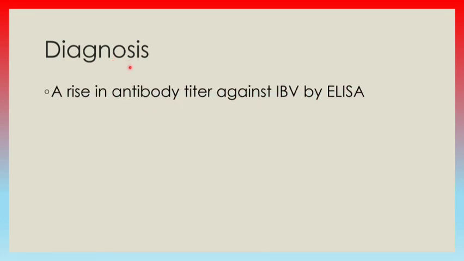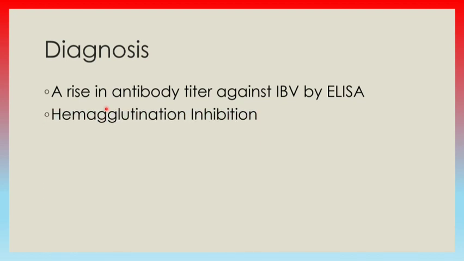Diagnosis of infectious bronchitis. Infectious bronchitis can be diagnosed by demonstration of a rise in antibody titer against infectious bronchitis virus by ELISA. Hemagglutination test and virus neutralization test can be used for the diagnosis of infectious bronchitis when there is history of respiratory disease or reduced egg production.